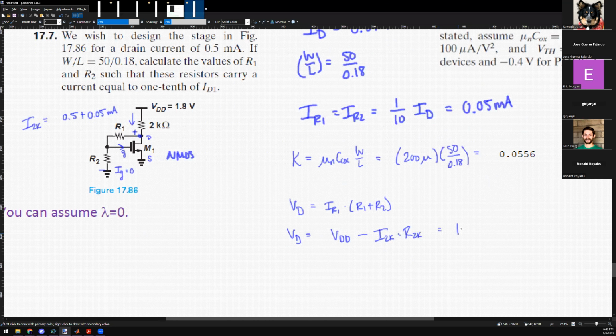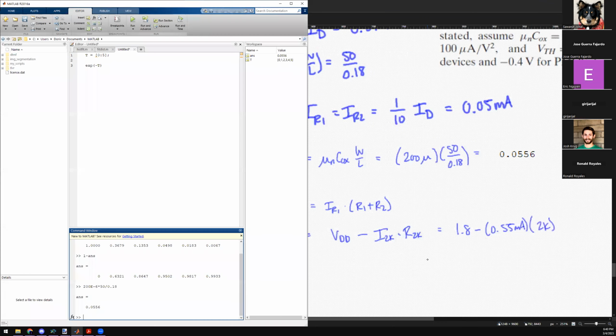Right, which is equal to 1.8 minus 0.55 milliamps times 2K, 2 kilo ohms. So 1.8 minus 0.55 times 2.